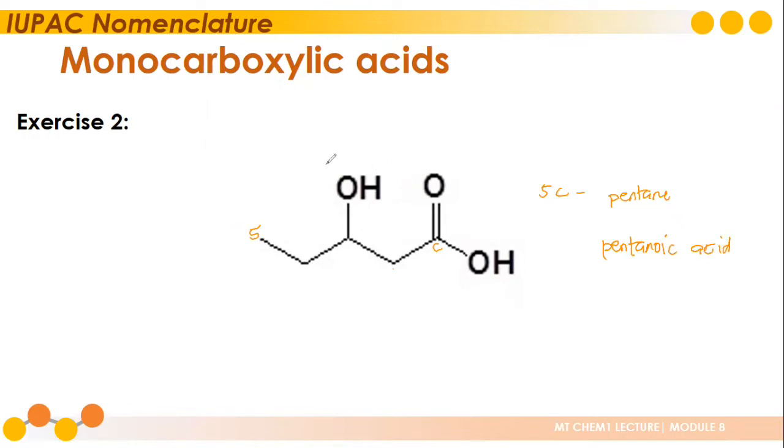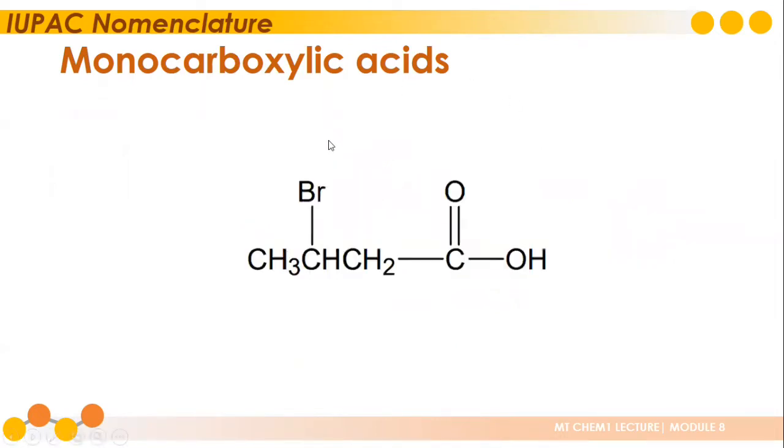Now we have a substituent which is a hydroxy. Okay, and it's located in carbon number 3. So this is now 3-hydroxy. For the final name of this compound, we have to append this name of the substituent to our parent chain. So our final name will be 3-hydroxypentanoic acid. Hopefully you're following through. Let's have another example.